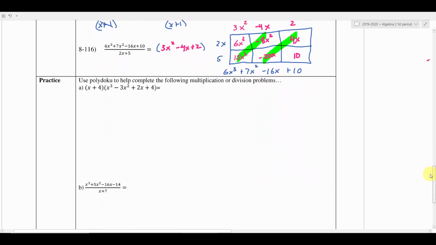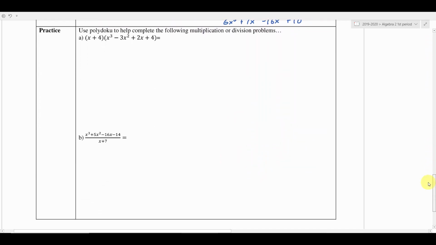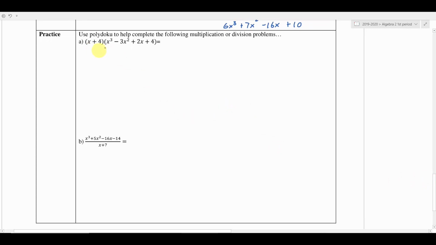All right. So I'm going to do these two problems here with you in the practice slot so you can see PolyDoku working both ways. And so what I'm going to do here is I'm going to set up a box. And notice that we are multiplying these things, okay? So I'm going to set up a box. And sometimes when you set up your box, you don't get it the right size or you don't give it enough columns or whatever, and that's okay.